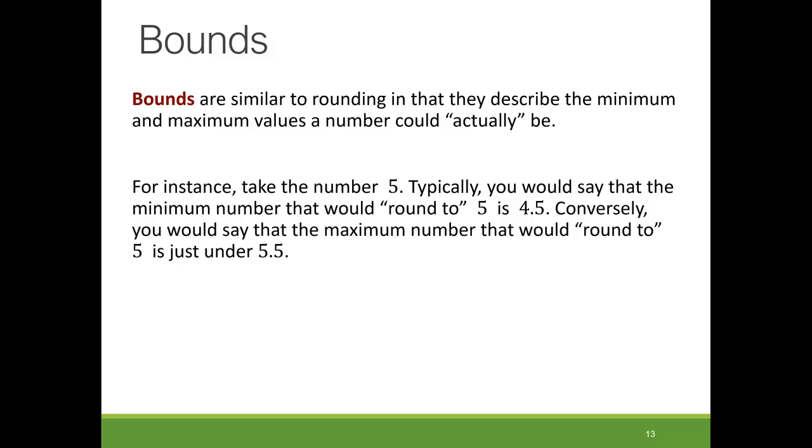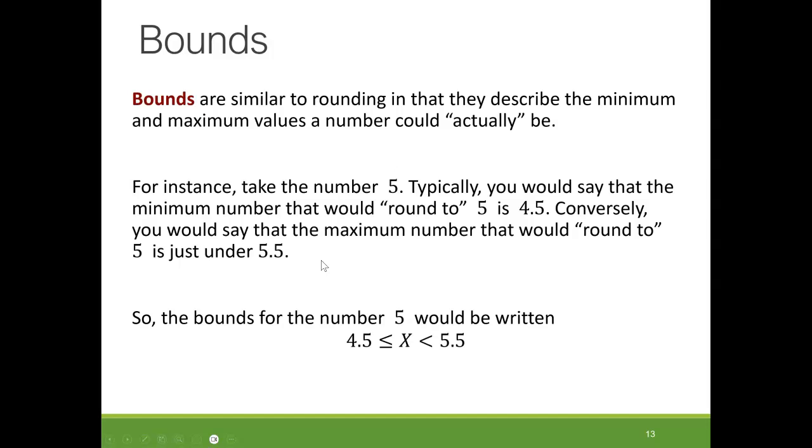Okay. So when we're talking about a bound for a number, we're talking about what was the smallest number that would round up to this, and what's the biggest number that would round down to it. So here, the way we could write that bound, we could say that our measurement had to have been greater than or equal to 4.5, but strictly less than 5.5.